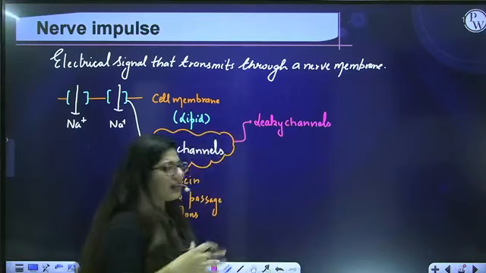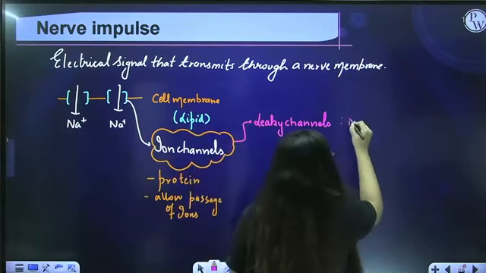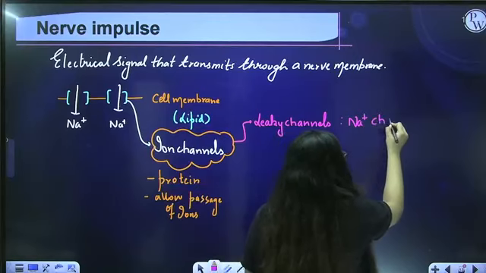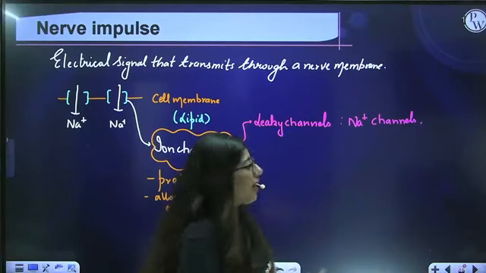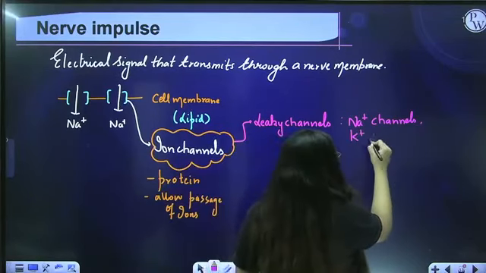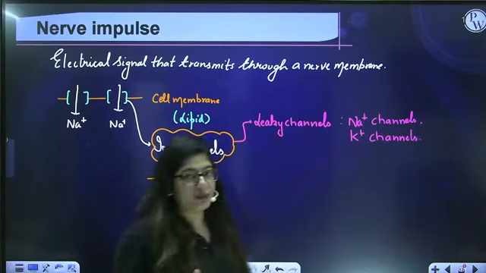Right? They randomly open and close, just like this one. These are normal ion channels, like the sodium ion channel. So a sodium ion channel will only lead to the transport of sodium ions, and a potassium ion channel will only lead to the transport of potassium ions.